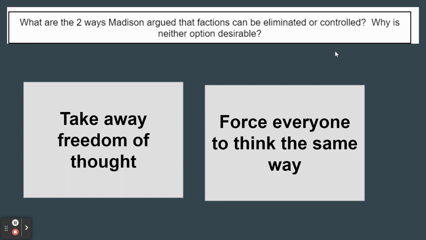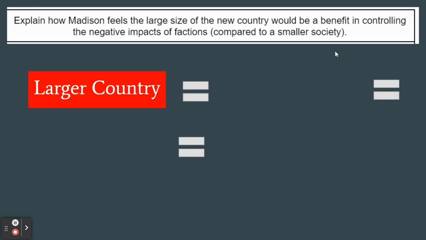So he argued that factions are inevitable, they're going to happen, and this ties in to his overall argument that a democracy like the United States is going to work better in a larger area. And he focuses on three separate reasons why he feels like a larger country is just better for a democracy to work.